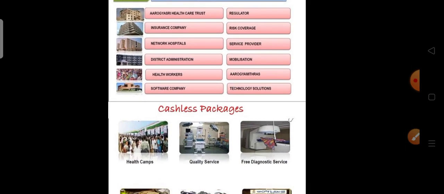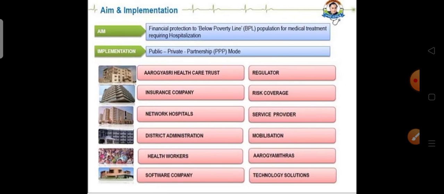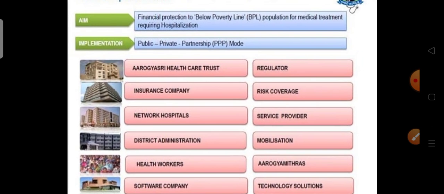Next one is the aims and implementation. Aim: financial protection to the below poverty line population for medical treatment requiring hospitalization, who are requiring treatment. Implementation: public private partnership mode, Arogyasri Healthcare Trust.